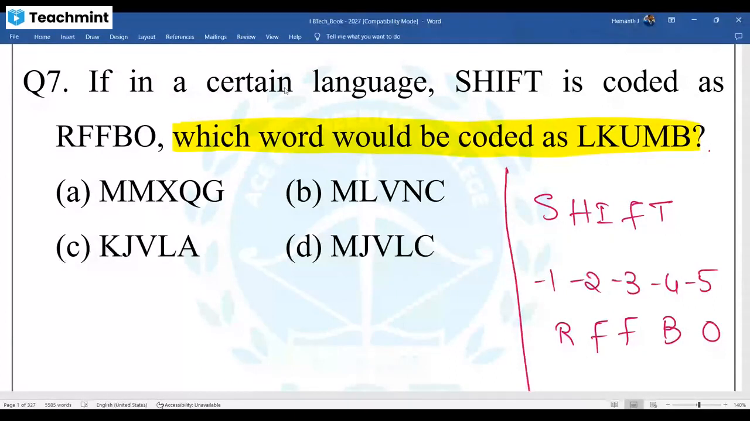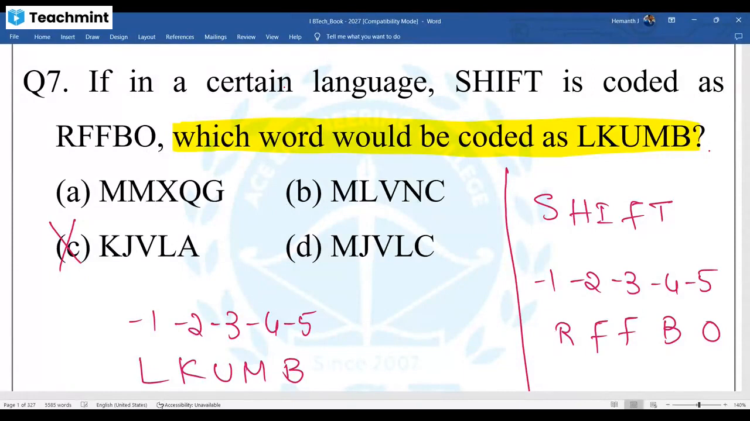But here, very important, focus. My question is not asking "LKUMB is coded as dash". Please read the question. If I were asking LKUMB is coded as dash, then you would do -1, -2, -3, -4, -5 for that. But what I've given is that some word is already written or coded as LKUMB, so for some word, you do -1, -2, -3, -4, -5, and the resultant is LKUMB. Read that line clearly.